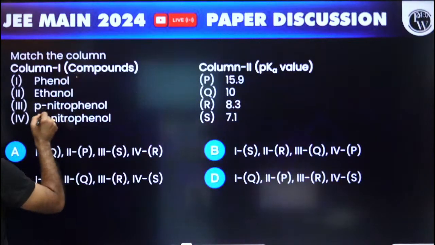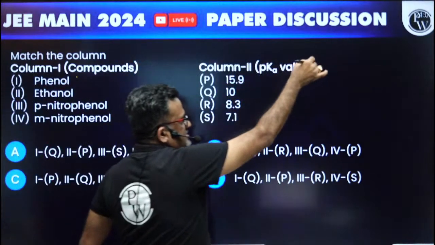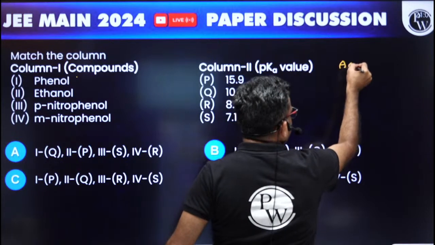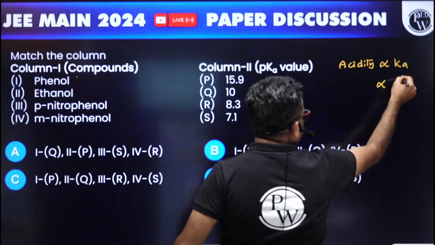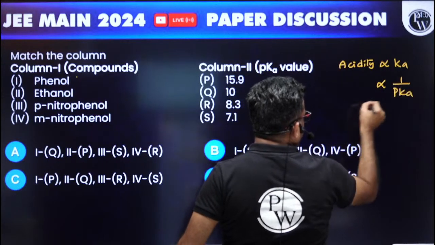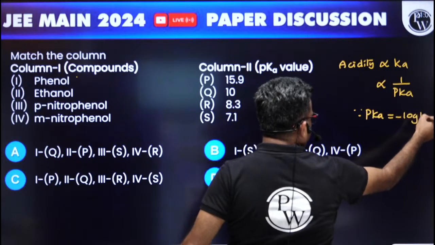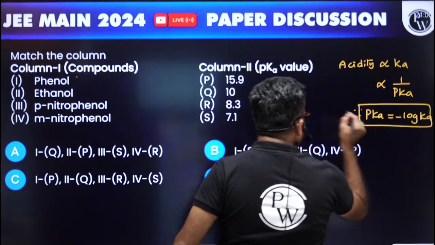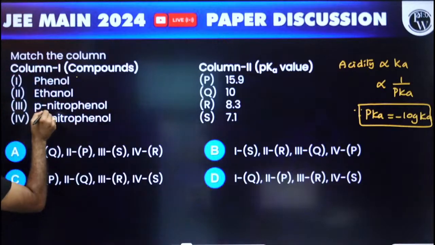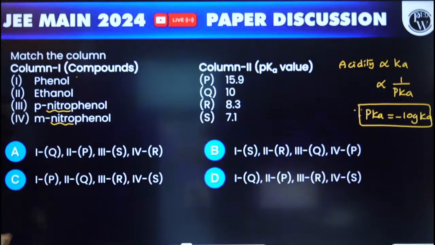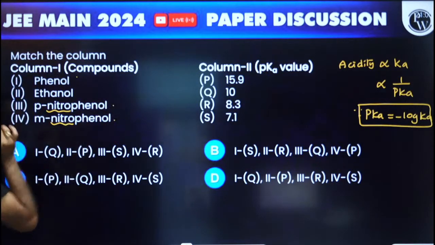Phenol, ethanol, paranitrophenol, metanitrophenol, they have given you pKa. Acidity strength is directly proportional to Ka and inversely proportional to pKa, because pKa is the negative log of Ka. Is that clear? Right. So now, out of all the 4, if the nitro group is there in phenol, it will have more acidity than phenol. So therefore, these 2 are more acidic than phenol.